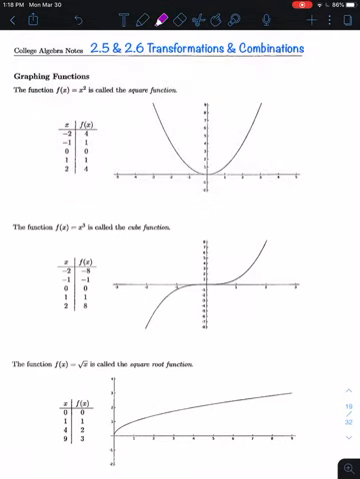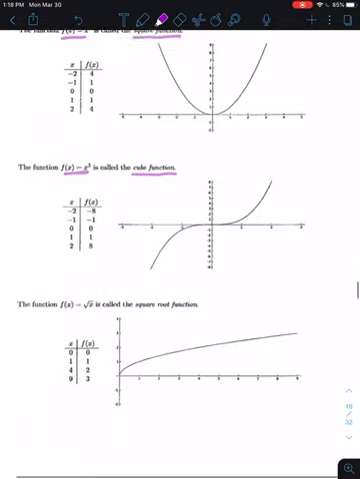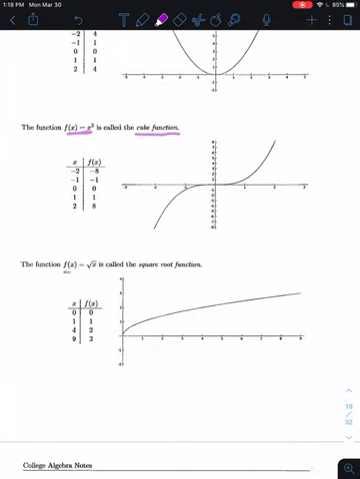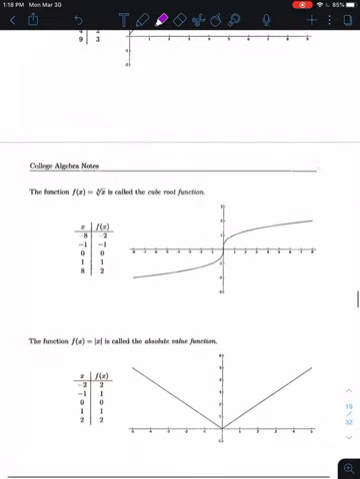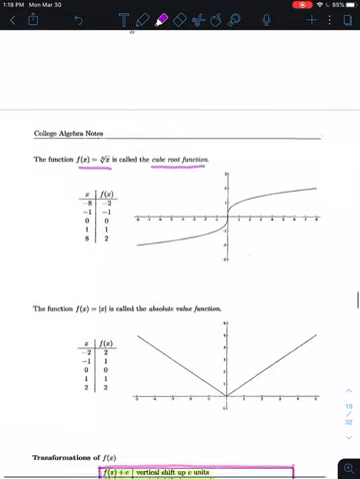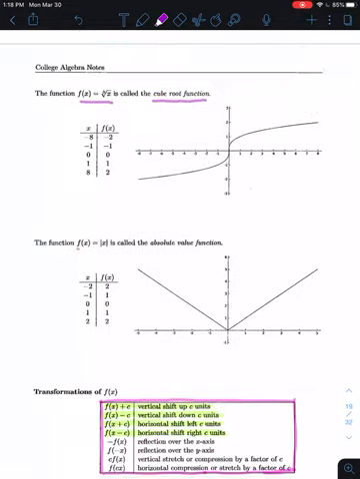So these are your special types of functions. You have f of x equals x squared, which is the square function. F of x equals x cubed, which is the cube function, and they have the shape of it. Then you have a square root function, f of x equals the square root of x. And then you have the cube root function, which you're probably not going to see in this class, but we've run into the absolute value function before. So this is the absolute value function.